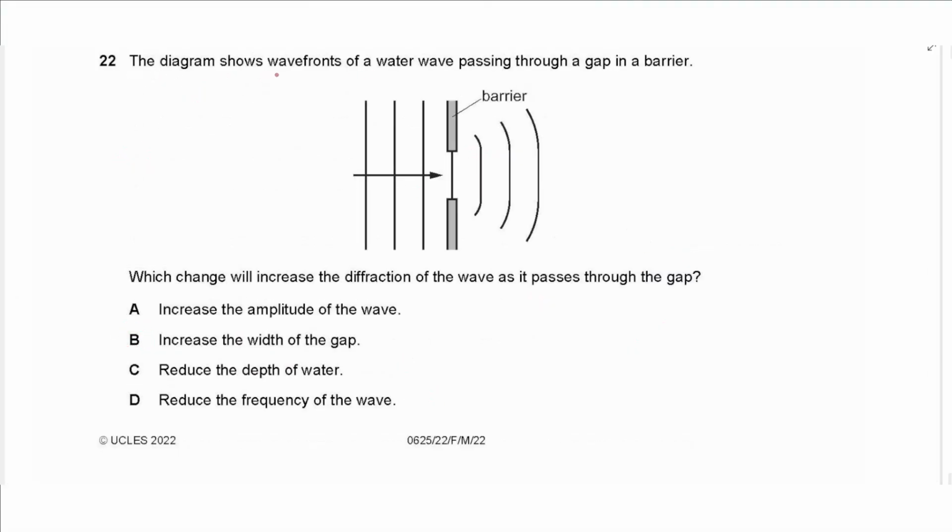Question 22 says the diagram shows a wavefront of a water wave passing through a gap in a barrier. Which change will increase the diffraction of the wave as it passes through the gap, so increasing the curvature? That would require the wavelength to be larger than the gap, or the gap narrower than the wavelength, or approximately equal. So increasing amplitude does not affect it. Increase the width of the gap. No, we need to make it narrower. Reduce the depth of the water. No. Reduce the frequency of the wave. Yes, if you decrease the frequency, the wavelength increases, so it gets greater than the gap width. So the answer is D.